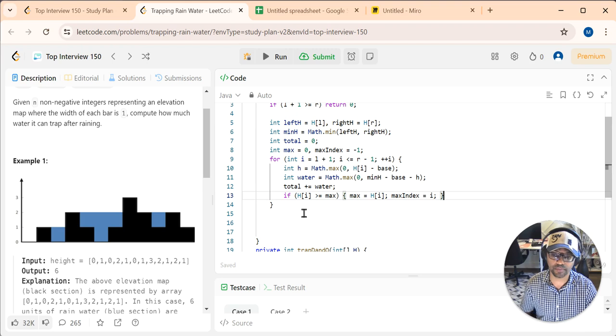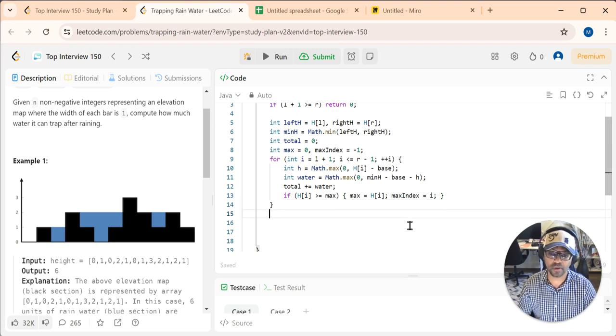Now that we have max and max index, there are two recursive calls we're making, right? And one is, let's say total left is a recursive call of trap D and Q recursive. H is still the same, left is L, but right is max index. Oh, what is the adjusted base though? One sec. Yeah, we need to figure that out.